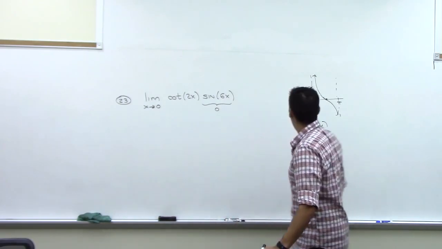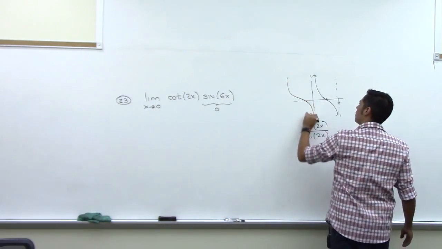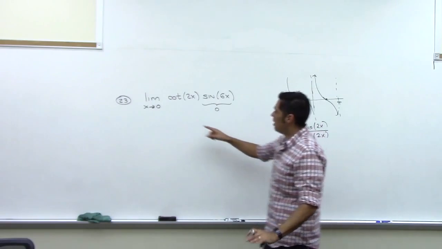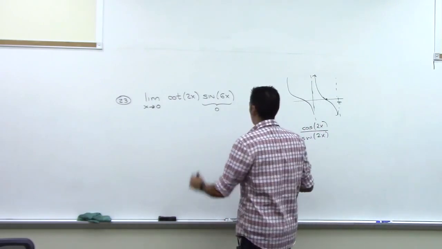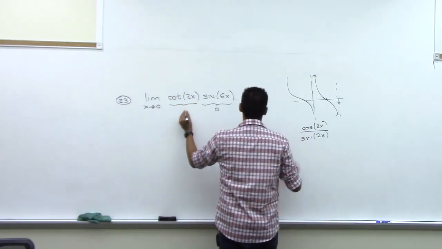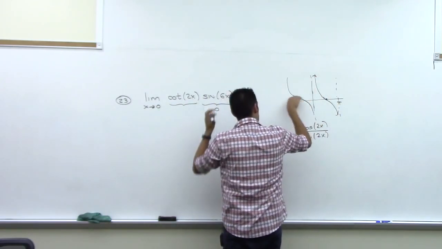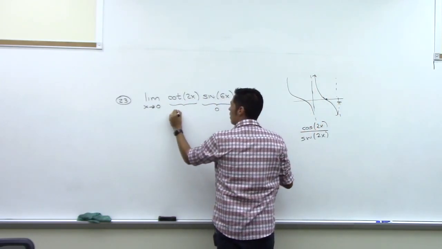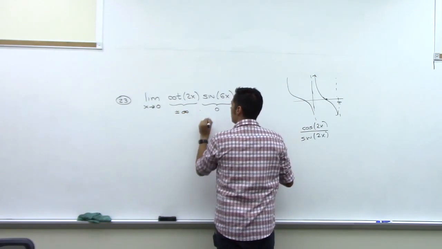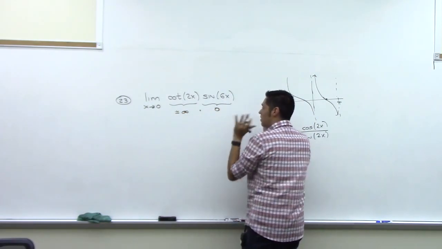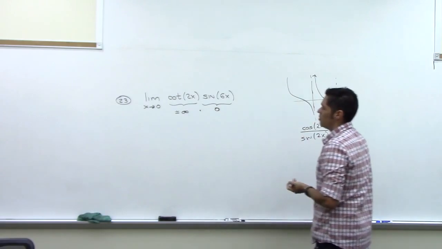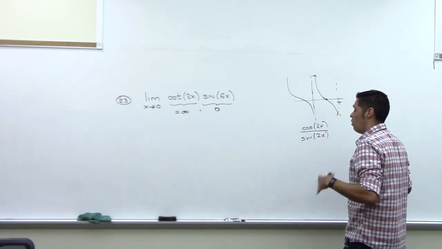So as you can see, am I approaching from a certain side here? Well, it's not telling me which side to approach from. So if I come in on one side, cotangent of 0, I'm infinite. If I come in the other side, I'm negative infinite. Either way, this is plus or minus infinity times 0. And this is still an indeterminate form, so I cannot figure out what that is.